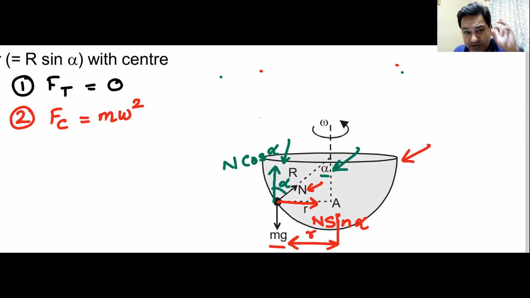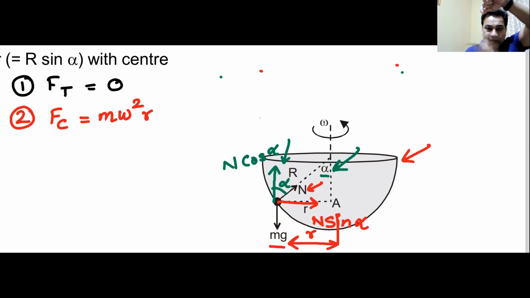You have to think about the radius of the circle this small ball is making. Capital R, sir? No, it is not capital R. It is small r. The radius of the circle which the ball is completing is small r. It is not capital R. I hope everyone understands this.